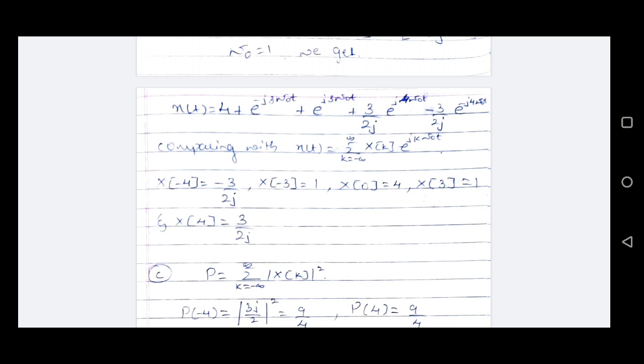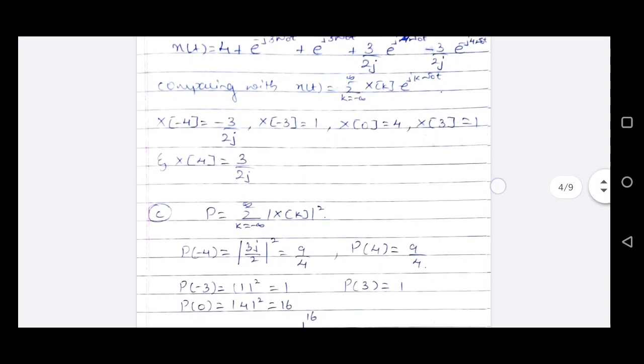So x of minus 4 and x of 4 are the conjugate pair, and x of minus 3 and x of 3 are the conjugate pair. So there are 5 Fourier series coefficients at k equals to minus 4 and plus 4, at k equals to minus 3 and plus 3, and at k equals to 0.